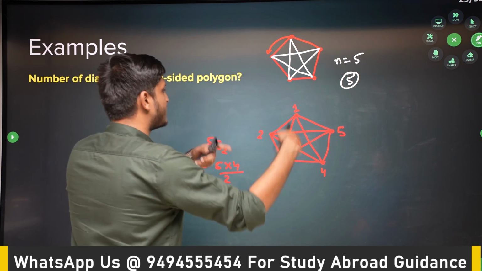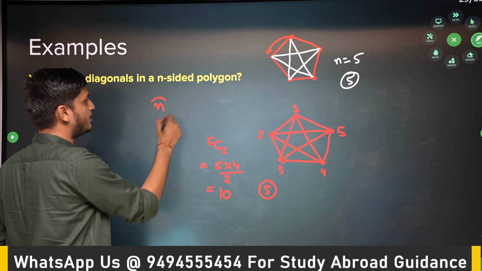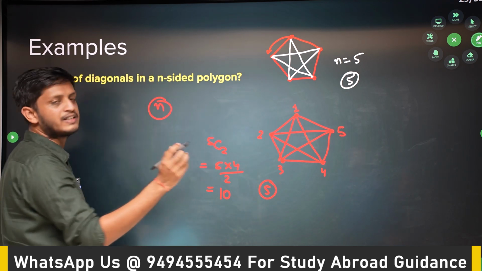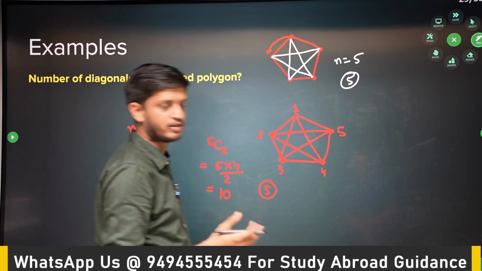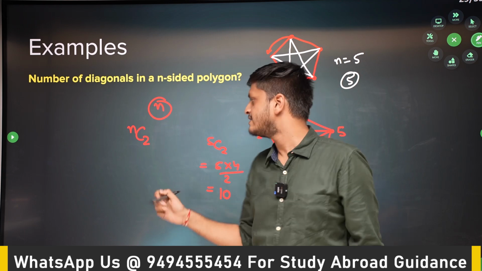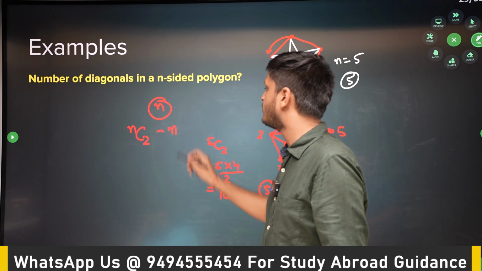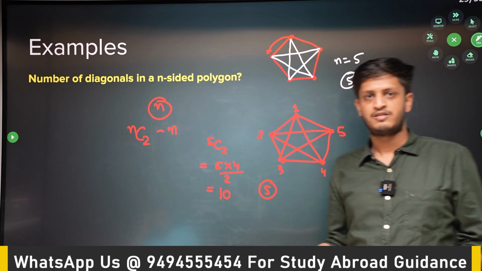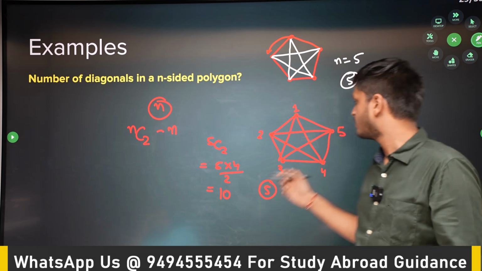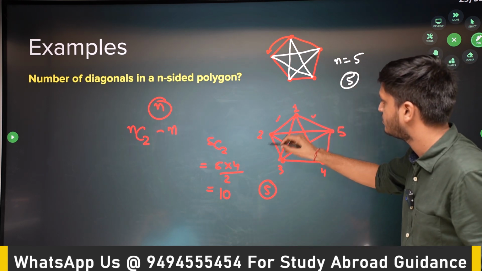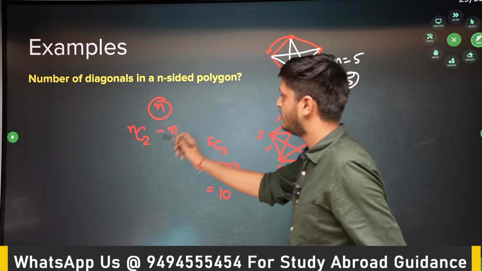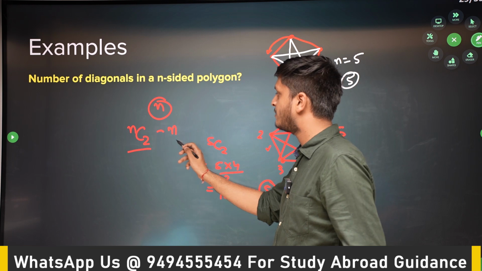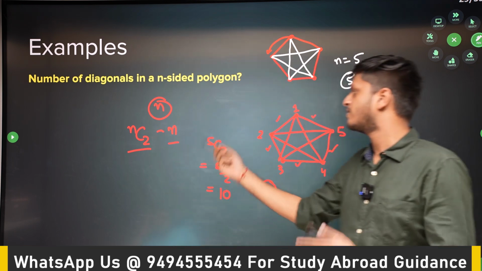So in any such example, let's say you have an n-sided polygon, you first connect everything with everything. So you will have nC2 possible different lines which can be drawn. But out of these nC2 lines, n lines will be the sides of the polygon itself, and the remaining are diagonals. For example, here these 5 are sides and all remaining are diagonals. So nC2 is all possible pairings, but there are n sides. So this is the number of diagonals, nC2 minus n.